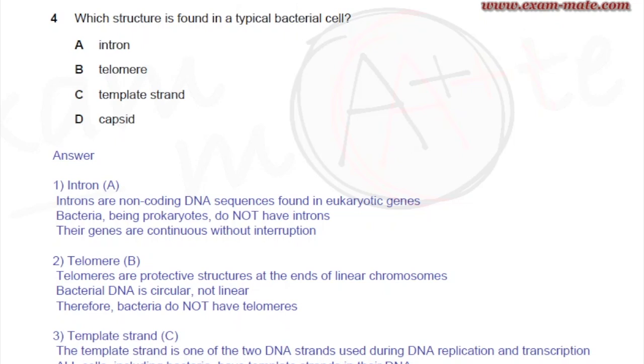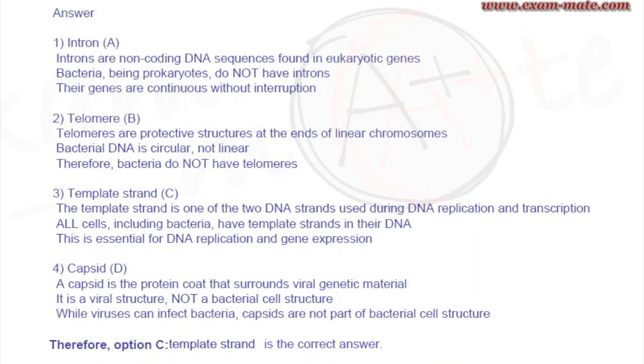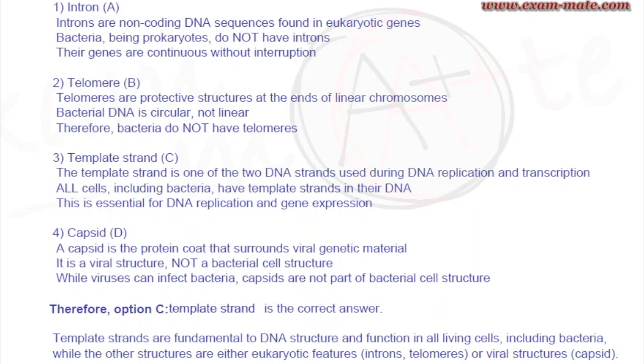1. Intron, A. Introns are non-coding DNA sequences found in eukaryotic genes. Bacteria, being prokaryotes, do not have introns. Their genes are continuous without interruption. 2. Telomere, B. Telomeres are protective structures at the ends of linear chromosomes. Bacterial DNA is circular, not linear. Therefore, bacteria do not have telomeres.